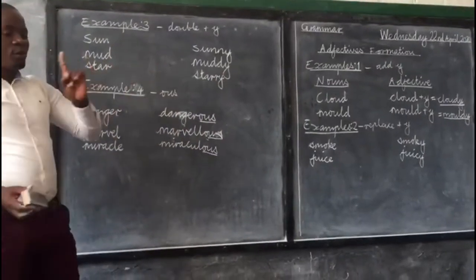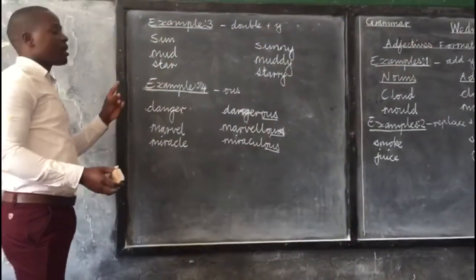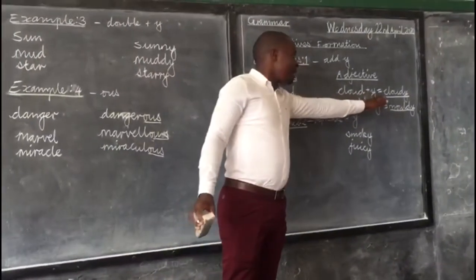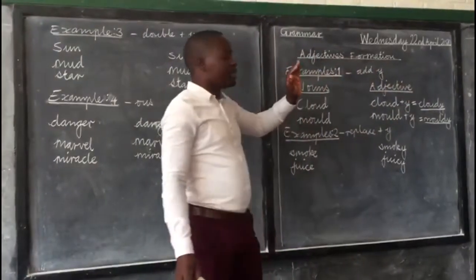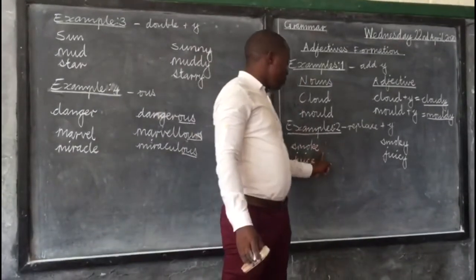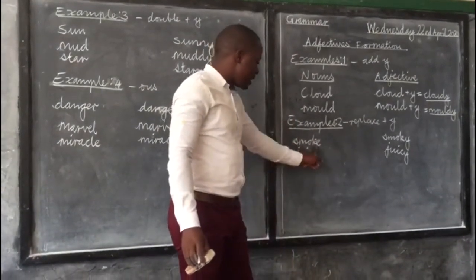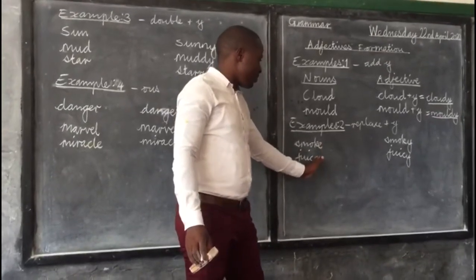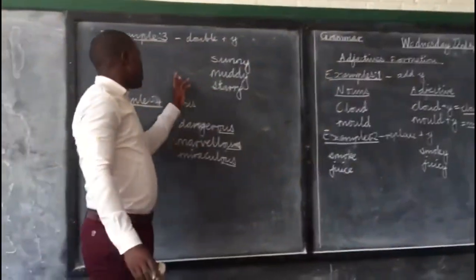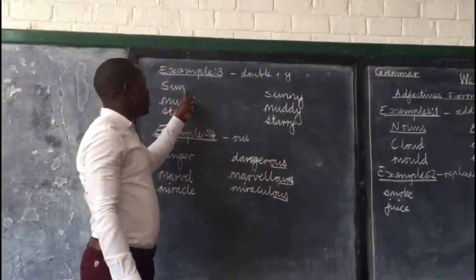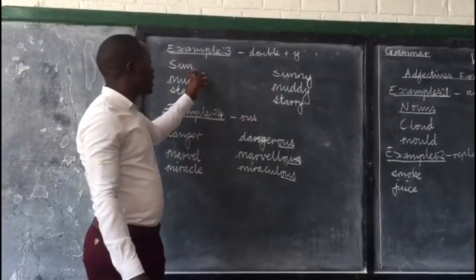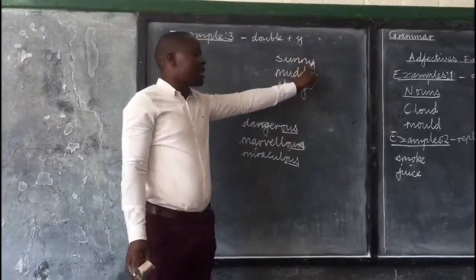So we've talked about 4 ways through which we can form adjectives by following the rules. Rule number 1, you simply add letter Y to the given noun and it becomes an adjective. Rule number 2, you replace the letter E or the ending vowel with the letter Y and you form an adjective. Rule number 3, you double the last letter and then add letter Y, like in the word sunny.